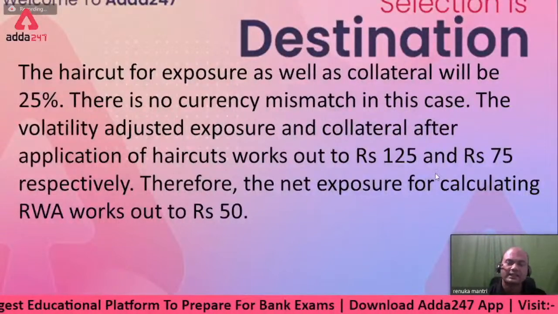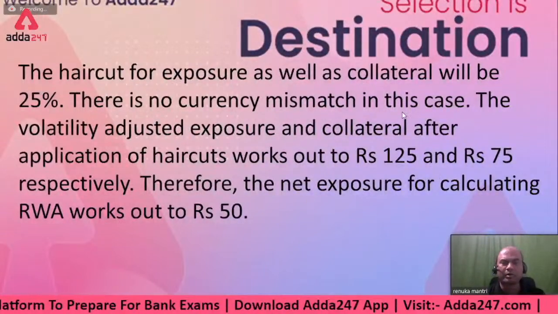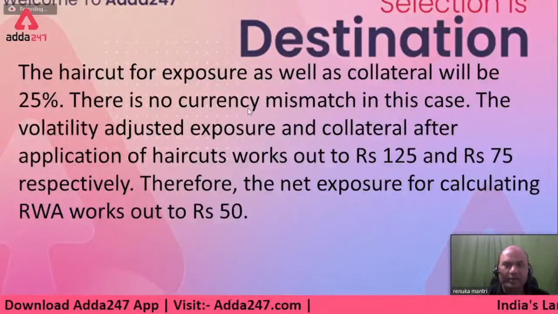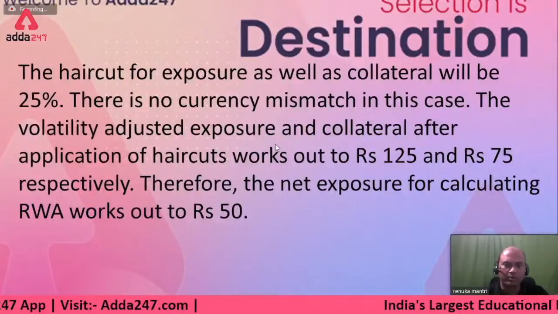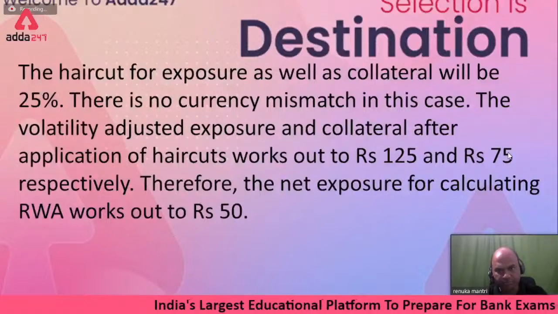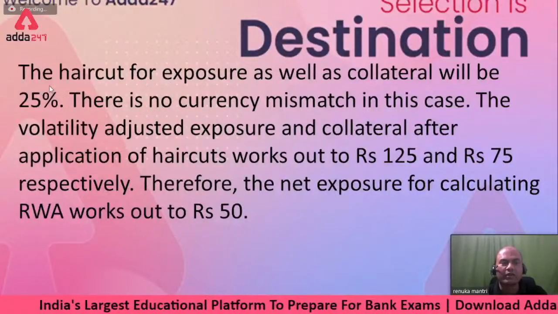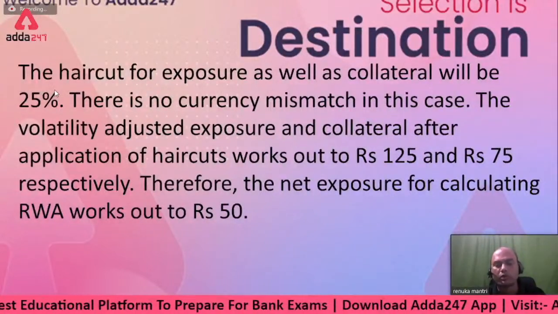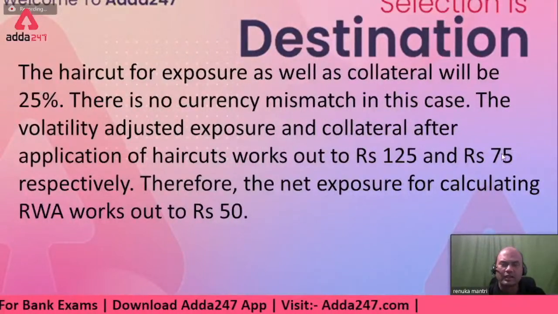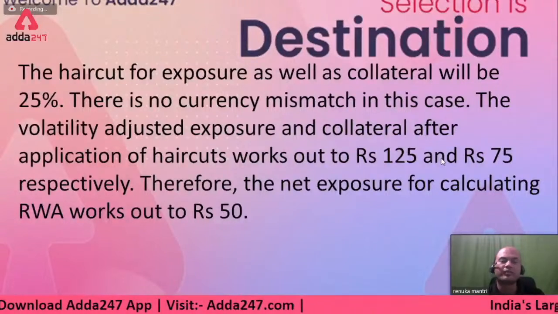See here, what is this problem about? Look at this problem. In this problem, what do we have? There is a problem given of a loan as well as a collateral. And the haircut given is 25% for both. Got it? For both. Now it's simple. You can immediately find it out.